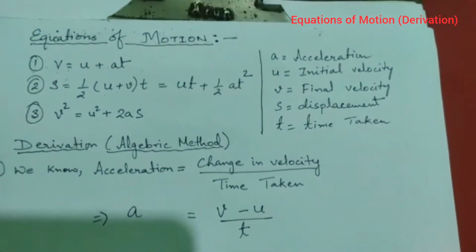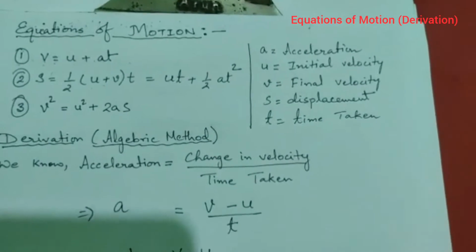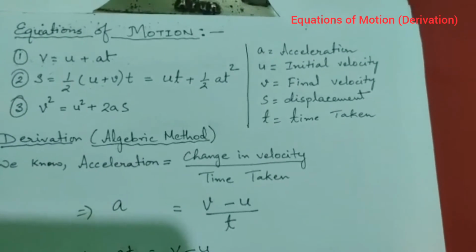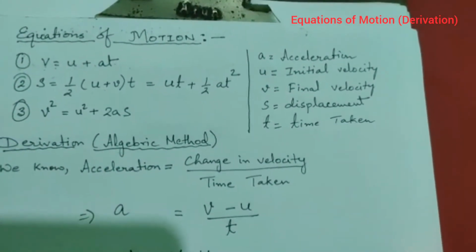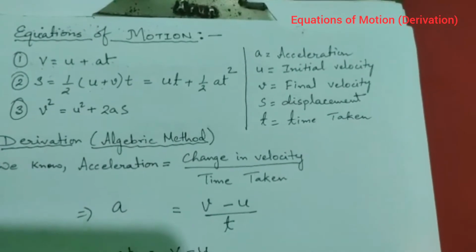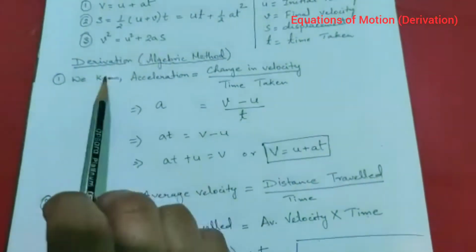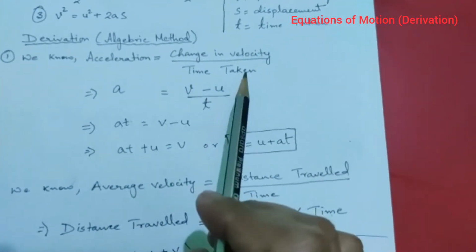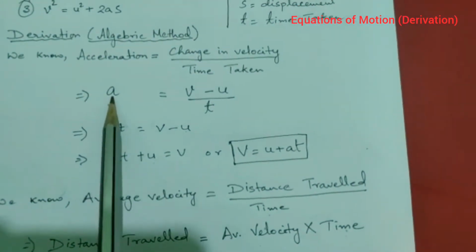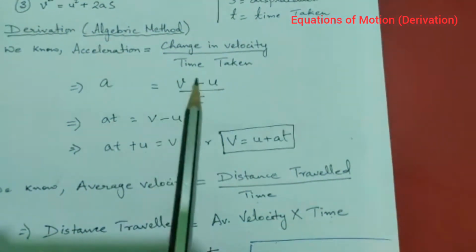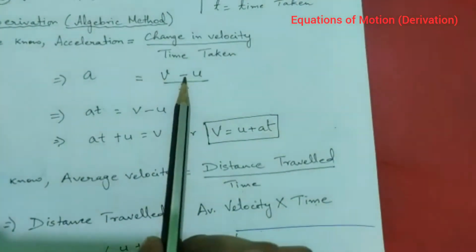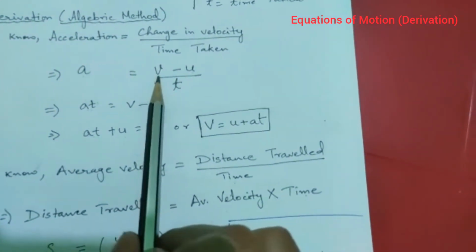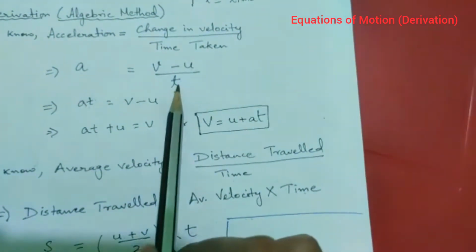So now let's see how we can derive them. Just consider the linear motion of a body with an initial velocity u, and we assume that the body accelerates uniformly and in time t it acquires the final velocity v. Then what we know is acceleration is equal to change in velocity upon time taken. Acceleration a is equal to change in velocity, which can be written as final velocity minus initial velocity. So final velocity is v, initial velocity is u. That's how we have v minus u divided by time taken, that is t.